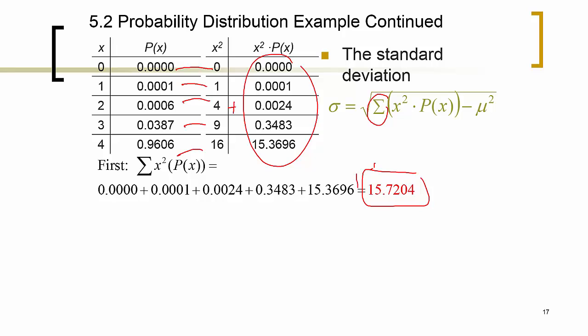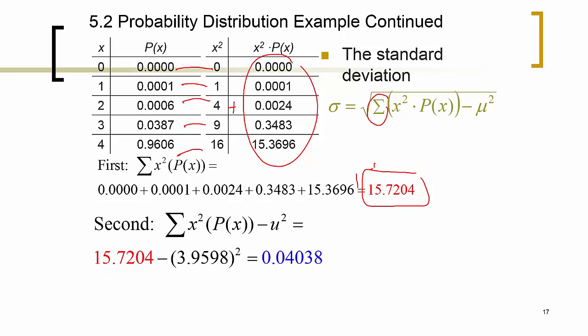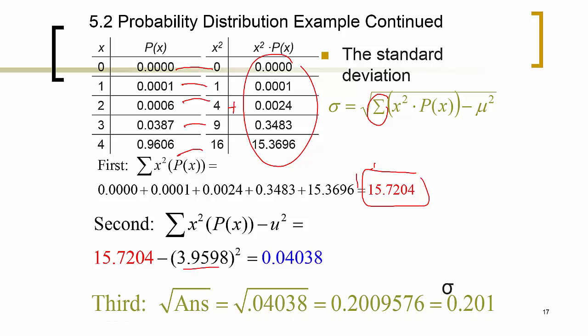The sum of the x squared times p of x is 15.7204. Notice I'm being generous with my decimal places because it's a formula within a formula. So you don't want to round this to the nearest tenth; you want to round it to about 4 or 5 decimal places. So 15.7204 minus the mean squared. Notice I went back to that mean that wasn't rounded up. There's that answer. This is showing another way to type this in. You can square root the answer. So the standard deviation is about 0.201.